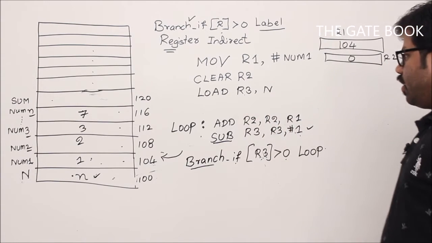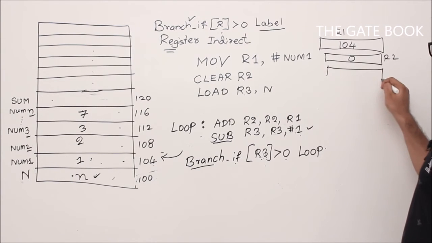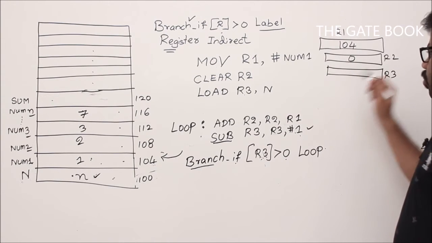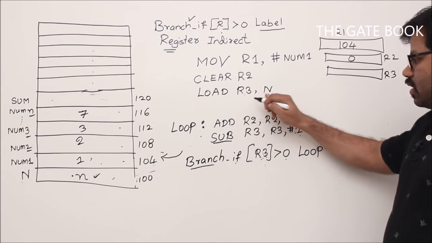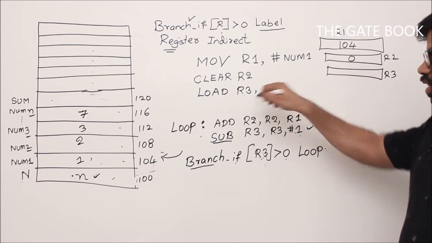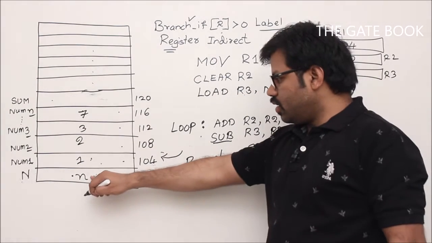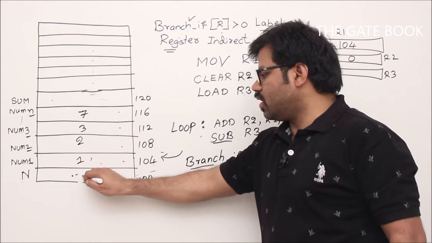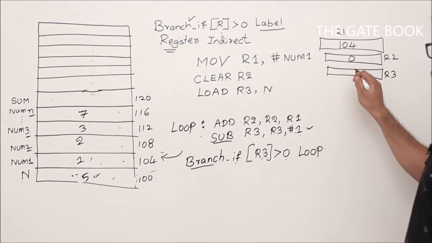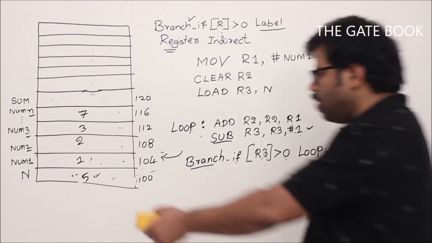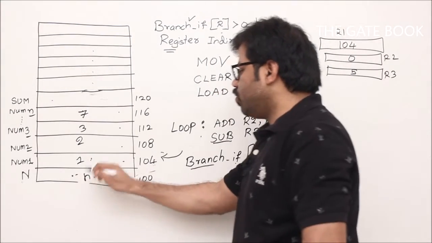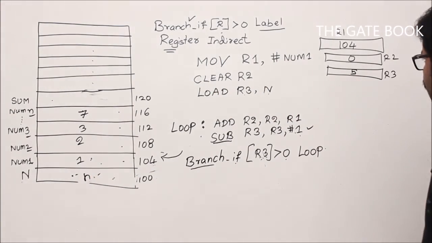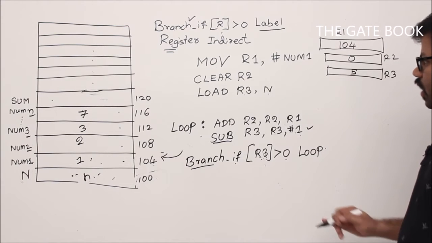Load R3 comma n. So into R3 register, I would like to add a number called n, right? So this is now memory. N is memory. From memory we have to fetch this value. Assume for the time being this is, let's say, 5. What is going to happen? This will become 5. Let us keep this value n here, but we assume that n value is 5 for easy understanding. Now next step is what you tell me.